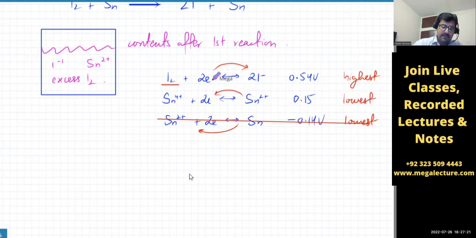And do I have Sn2+? I do have Sn2+. So that's fine. So I can make the overall equation now, which is going to be, add up the reactants. It's going to be iodine plus Sn2+, and add up the products of the two reactions. What's the product of the first? That's 2I-, and the second one you got Sn4+.